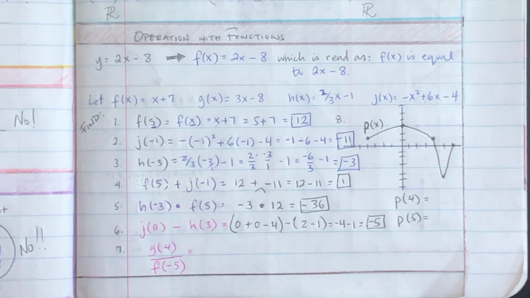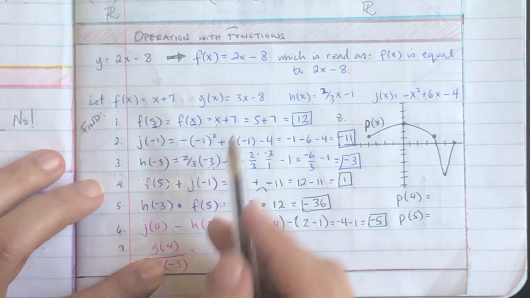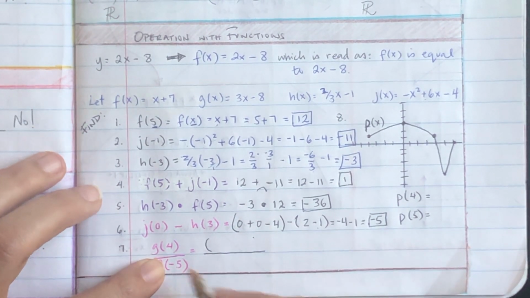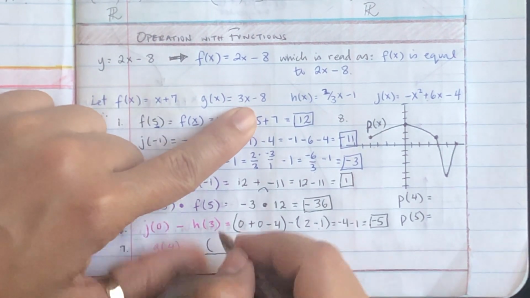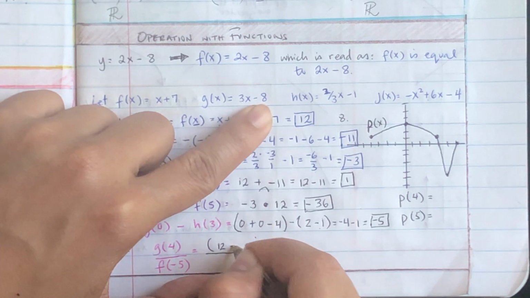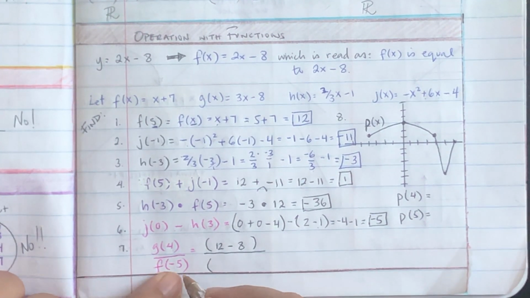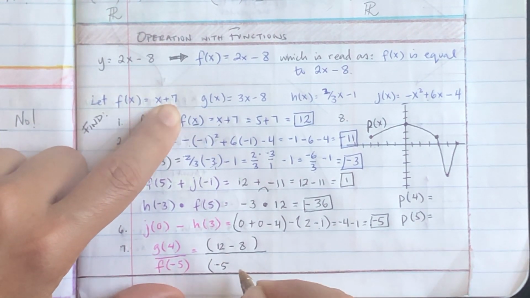More negatives. All right. How about this one? G of 4. So again, you have to find g of 4. So g of 4 goes on top. I'll put it in parentheses. So where I see x, I'm going to put 4. So 3 times 4, which is 12, minus 8 in parentheses. Then on the bottom, f of negative 5. So negative 5, I see an x, plus 7.